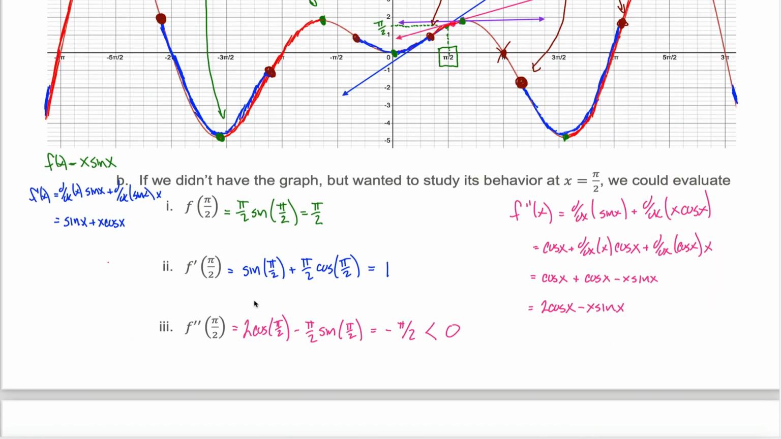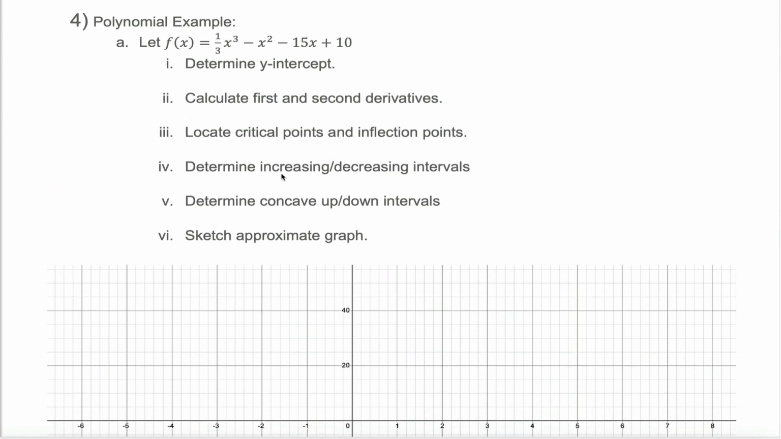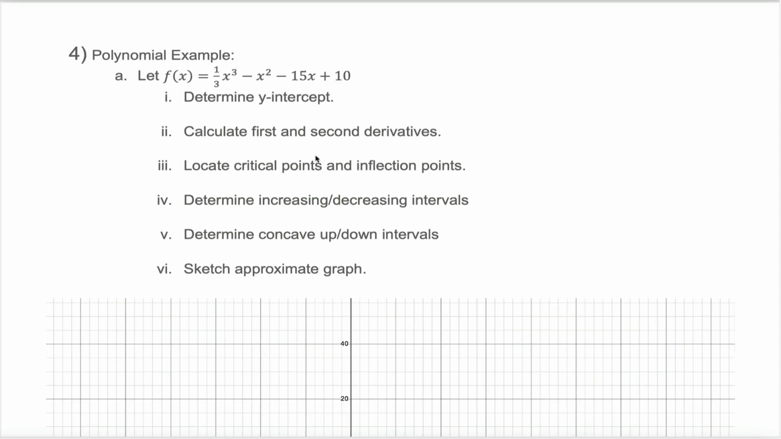We've learned a lot in the previous couple of videos. What I think we need is an example that kind of reviews all that stuff with different numbers. In order to make all the numbers work out really nicely, I want to have a polynomial as my function. So my function f of x is equal to 1/3 x cubed minus x squared minus 15x plus 10.